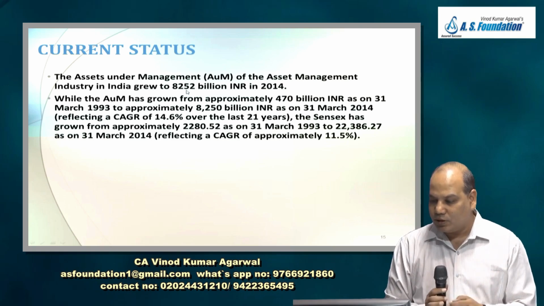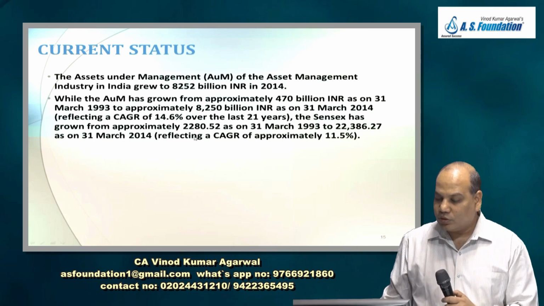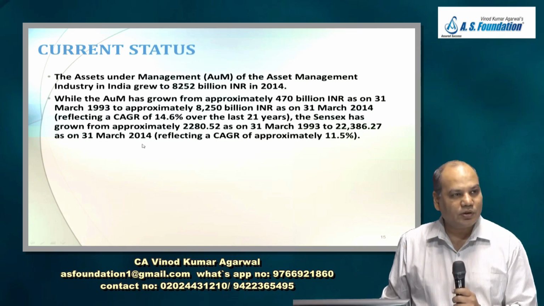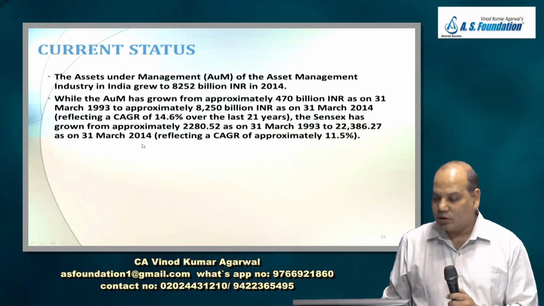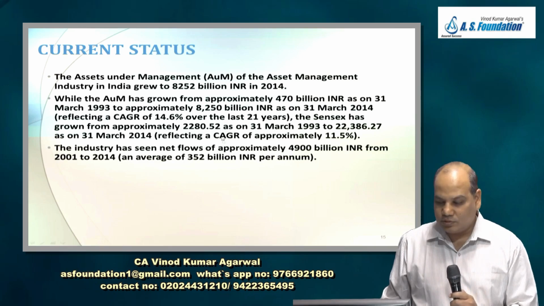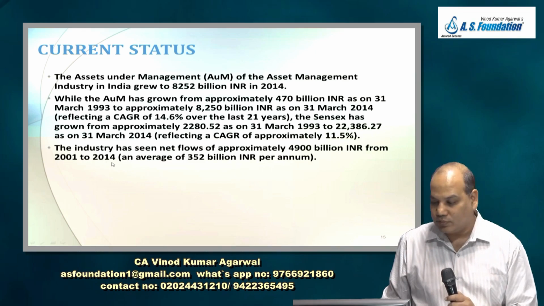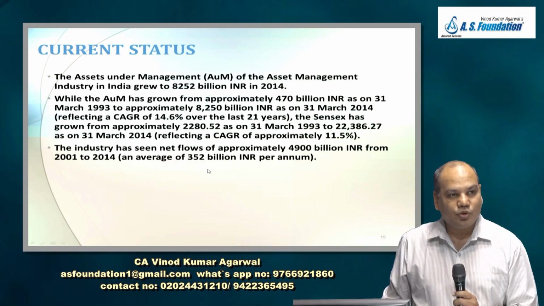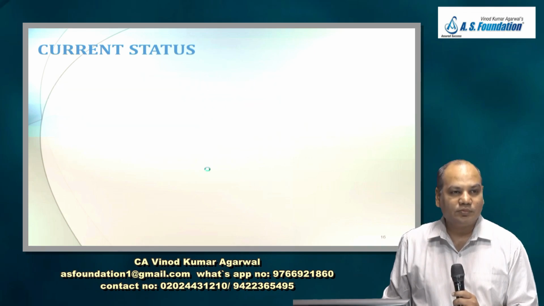Sensex during this period has also grown tremendously. It was 2280 points on 31st March 93. Sensex is now 22,386 on 31st March 2014. But now it has crossed 37,000 also. The industry has seen net inflow of approximately 4,900 billion INR from 2001 to 2014, an average of 352 billion INR per annum.